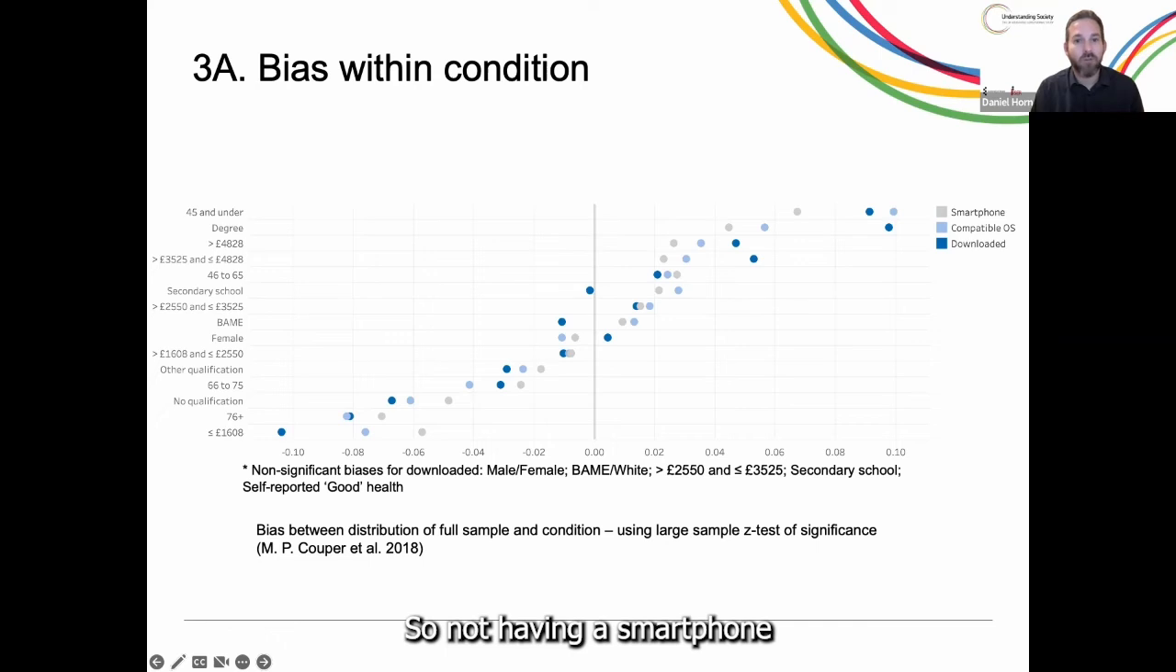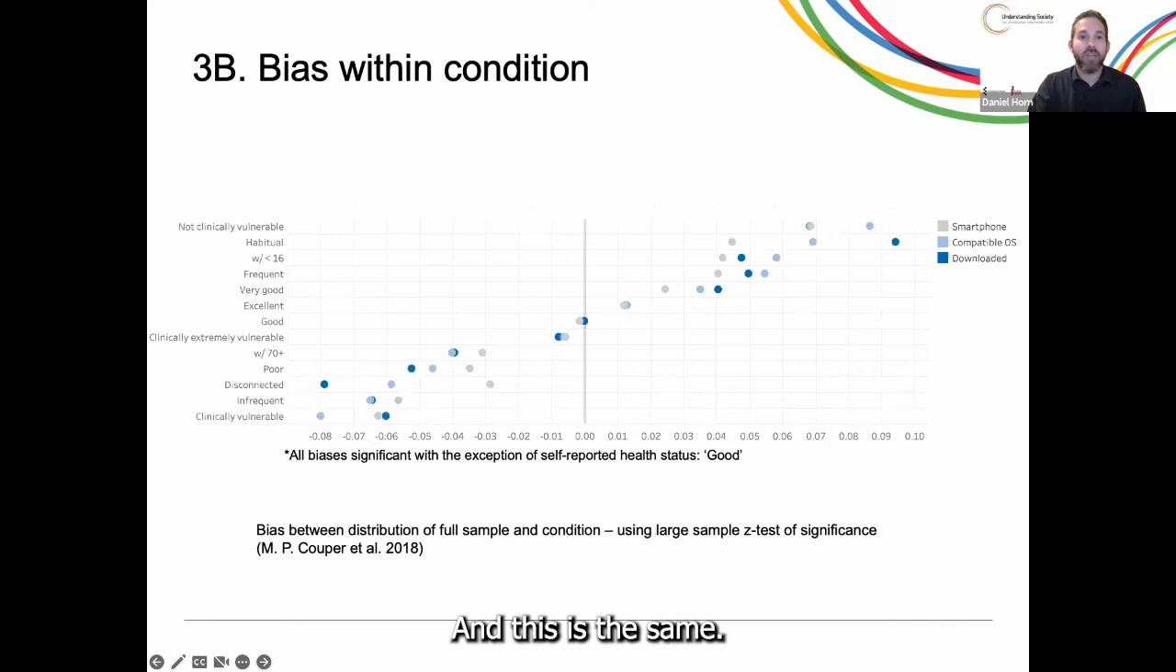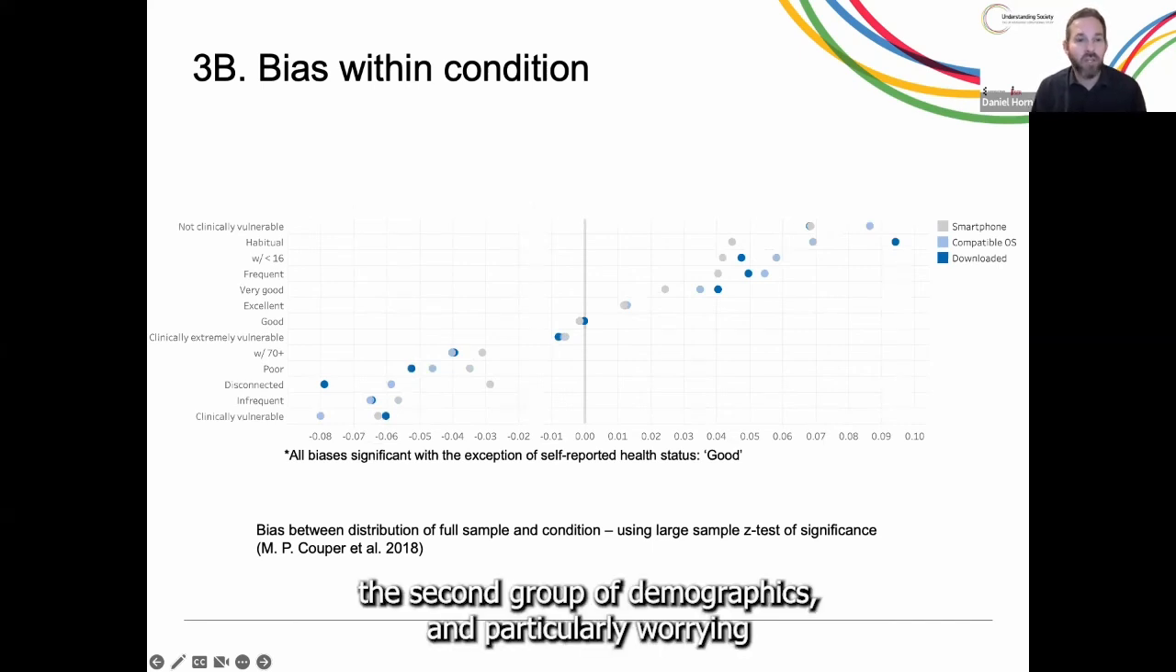So not having a smartphone is a smaller bias, and similarly having a compatible OS increases the bias, and downloading the app increases the bias even more. And this is the same. We find this equally so with the second group of demographics.